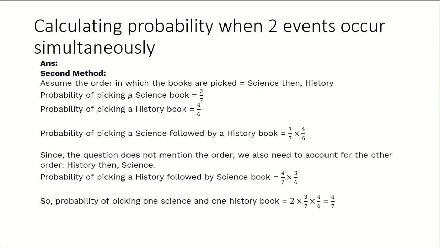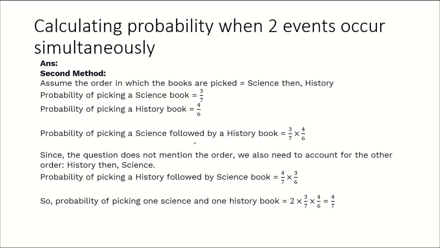Now the other way of solving this is finding the probability of one event at a time. So assume the order in which the books are picked is a science book picked first, followed by a history book. Then the probability of picking a science book first is 3 by 7, right? There are in all 7 books, 3 of which are science books, so the probability is 3 by 7. Now, the probability of picking a history book second is 4 by 6, right? Why 6? Because now the books left are 6. One book is already picked. So out of which 4 are history books, so the probability is 4 by 6 in the second turn.